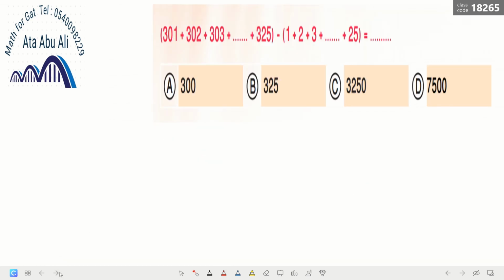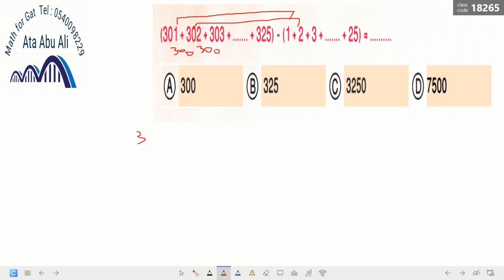Now let's do this. It's a very tricky question. As you know, if I look in here, I have 301 plus 302 until 325. That means I repeated 300 here 25 times. If we subtract 1 from 301, it becomes 300. Even if I subtract 2 from 302, it becomes 300. If you do it for all, you can see that I have 325 times.